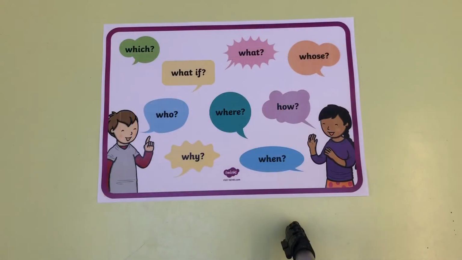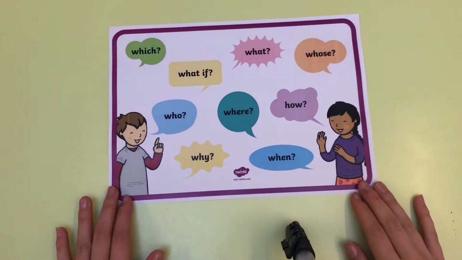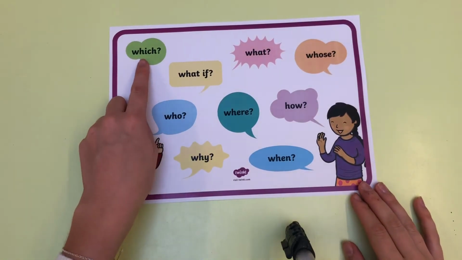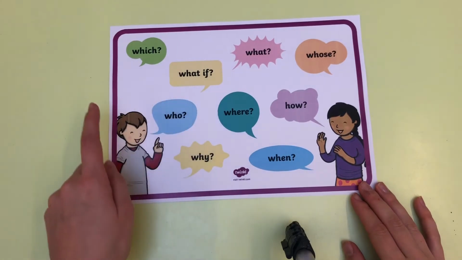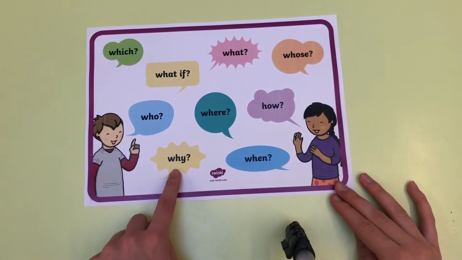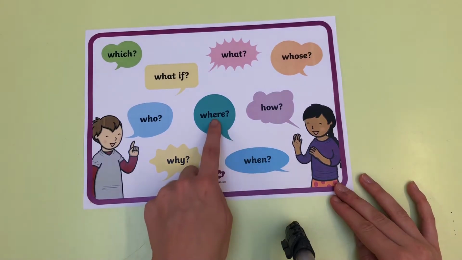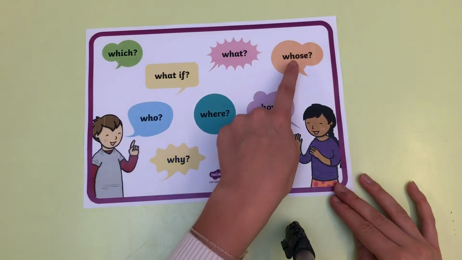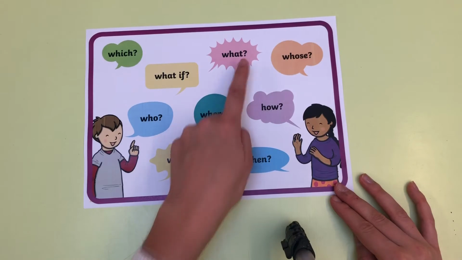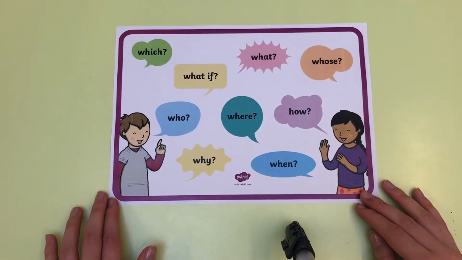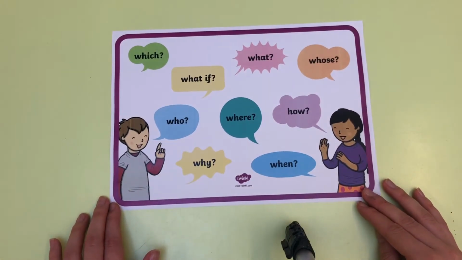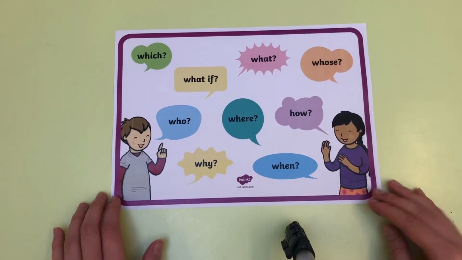There are different ways in which we can start our question sentences. So when we want to ask somebody something or find out some information, we can start our sentences with some of these words. So we could start with which, what, if, who, why, when, where, how, whose, or what. They are all different words we could use to start our question sentence.